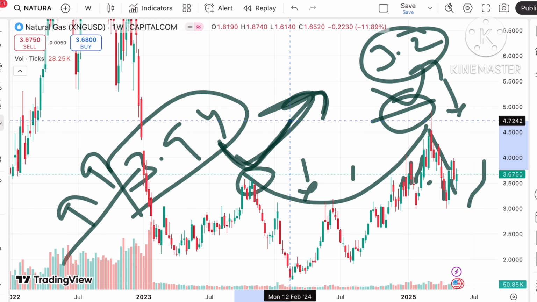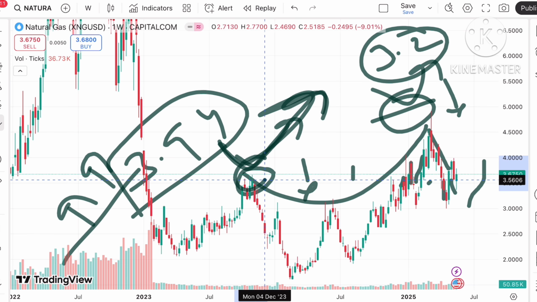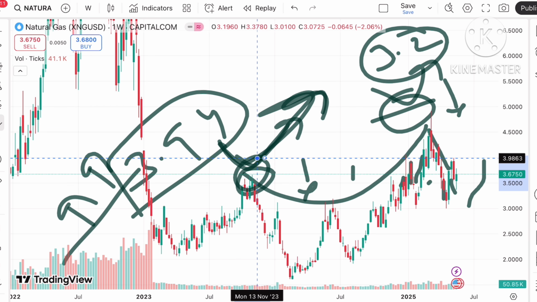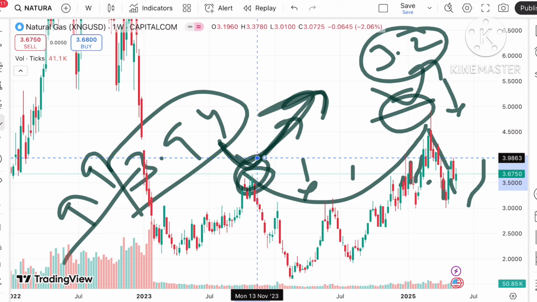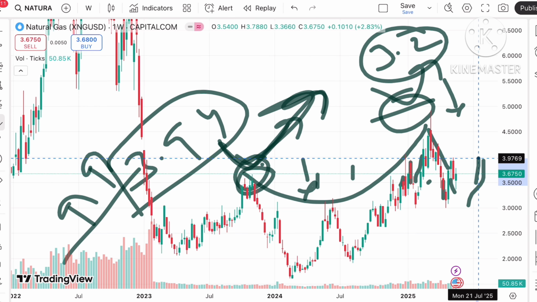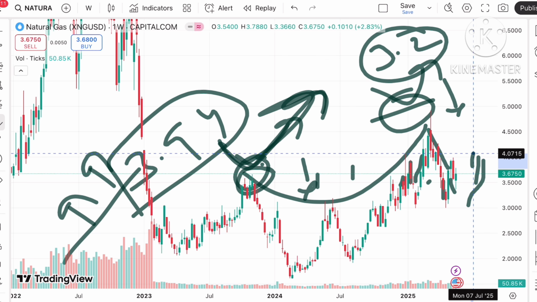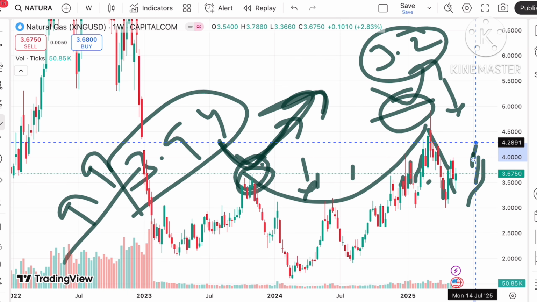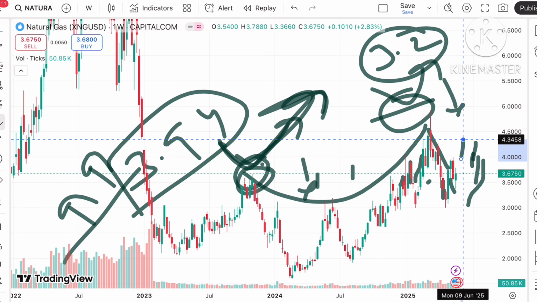If a bounce back comes from this particular level, I'll tell you, the dollar index also plays an important role, the Fed also plays an important role, and export and import, all the factors are affecting the price of natural gas. If it bounces back from this level, it can move towards a level of $4, and from there a level of 4.05 to a level of 4.2, and then a further upside towards 4.3.